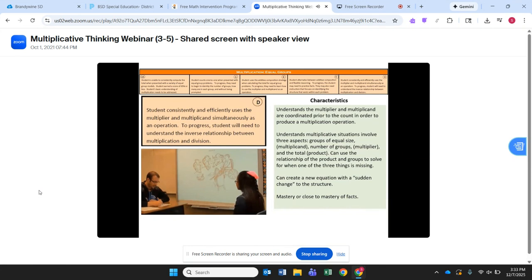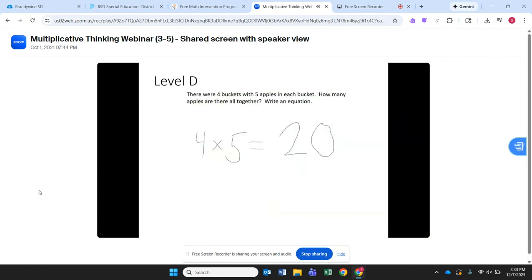They'll create an equation. Understands multiplicative situations of all 3 aspects, okay? They're able to use multiplier, multiplicative, and product, and can use the relationship of the product and groups to solve when one of the things is missing. So we'll take a look at what level D instruction looks like. Can create a new equation with a sudden change to the structure, and mastery or close to mastery of facts. So again, for level D, this is how a student would solve it. They'd look at this problem and just use a fact.